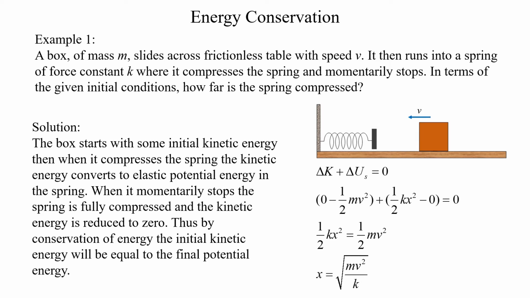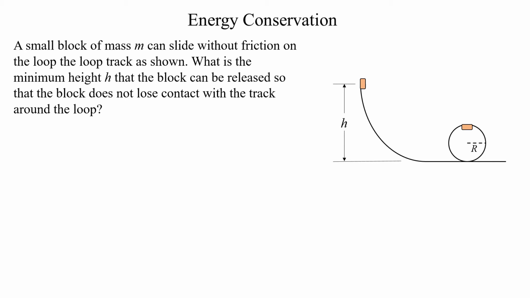So that's the solution. All right, here's another example. We have a small block of mass m that can slide without friction on the loop-the-loop track as shown. What is the minimum height h that the block can be released so that the block does not lose contact with the track around the loop? So we want to let the block be released from a height great enough so that it can make it through the loop without falling. All right, so see if you can solve this one. So pause the video and try to solve this problem yourself before moving on and looking at the solution.